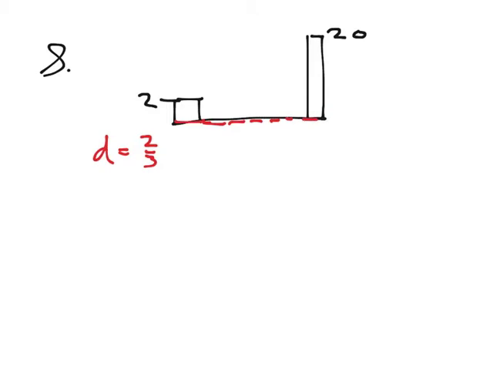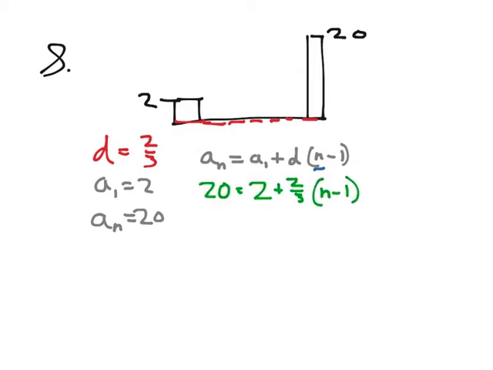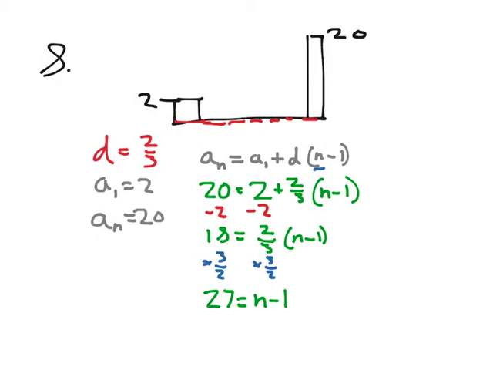We should start by writing down what we know. So the difference, the common difference, is 2/3. The first term is 2, and the nth term, we'll say, is 20. When we use the equation for arithmetic sequences, we just have to solve this for n after we plug all of our information in. So after we've inserted what we know, we get this equation, and we have to solve for n. So let's start. You can then discover that you'll have to have 28 columns in order to do this to your liking.